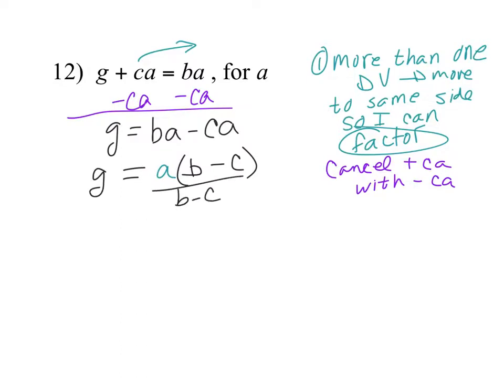Divide both sides by B minus C. G over B minus C equals A. And what did I do? I canceled out that division.